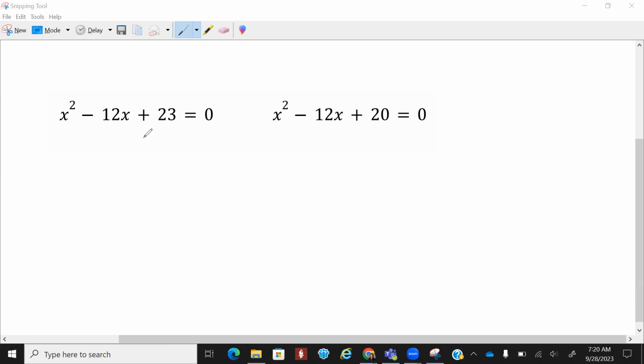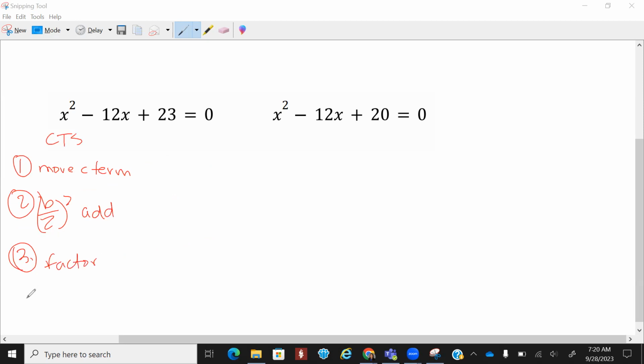So on this one, we're going to try to complete the square. Remember, the steps of completing the square are you're going to move your C term. You're going to take your B term, divide it by 2, square it, and add it to both sides. You're going to factor. And then solve.